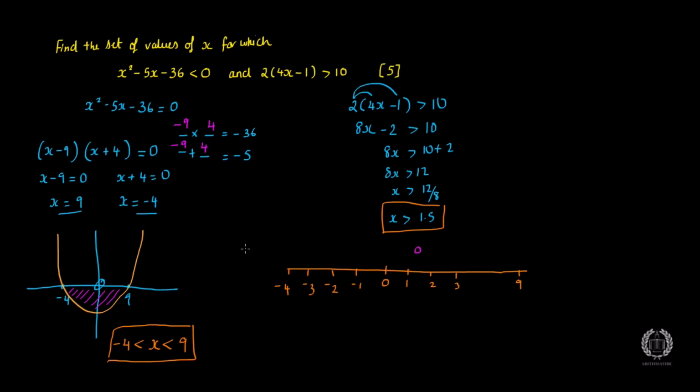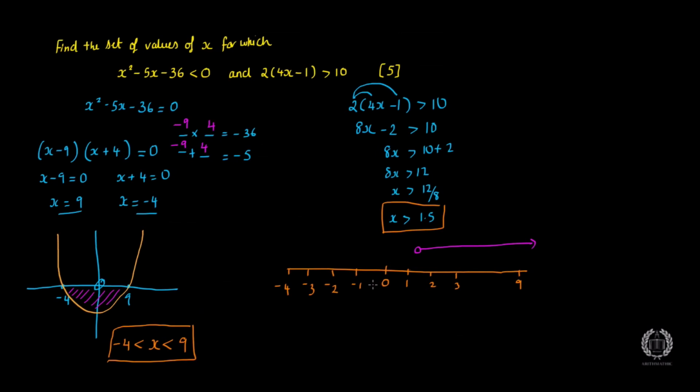Now, which direction am I going to go? Am I going to go to the left hand side, or the right hand side due to this statement? This statement is saying x is greater than 1.5. Because x is greater than 1.5, my arrow or line is going to go to the right because it's increasing, right? X is greater than 1.5 means we want all our x values above 1.5.